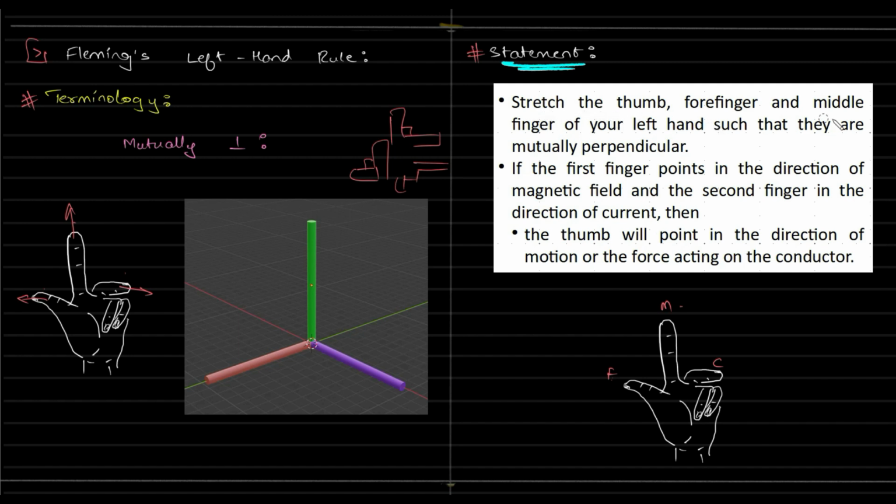Stretch the thumb, forefinger, and the middle finger of your left hand such that they are mutually perpendicular. The forefinger points in the direction of the magnetic field. The second finger, that is your middle finger, points in the direction of the current. Then the thumb will point in the direction of the motion or the force acting on the conductor. That's all the law tells.